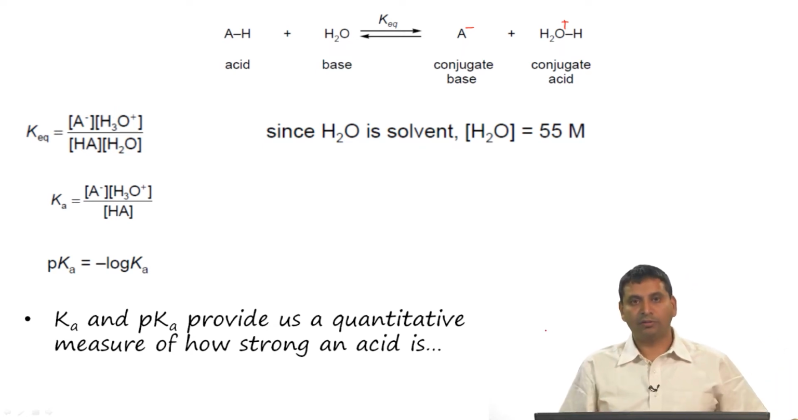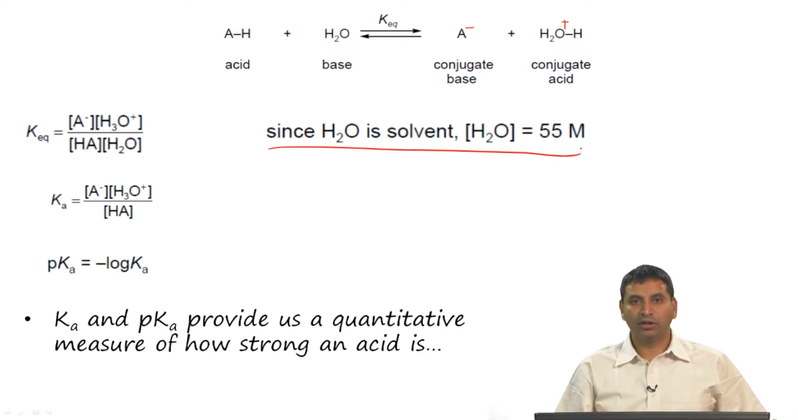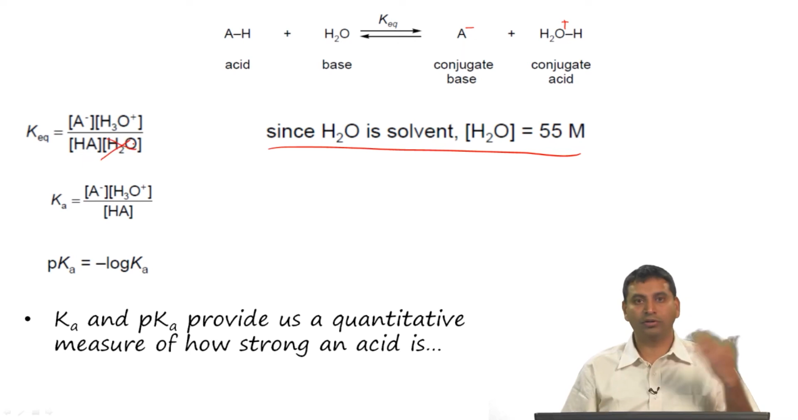Again, this is pretty much stuff that we have learnt previously in high school. Since water is the solvent and the concentration of water in aqueous media is 55 molar, we can assume that it is a constant. So, we can remove one of these terms, the concentration of H2O, because whatever we do, we multiply it by a very large number.